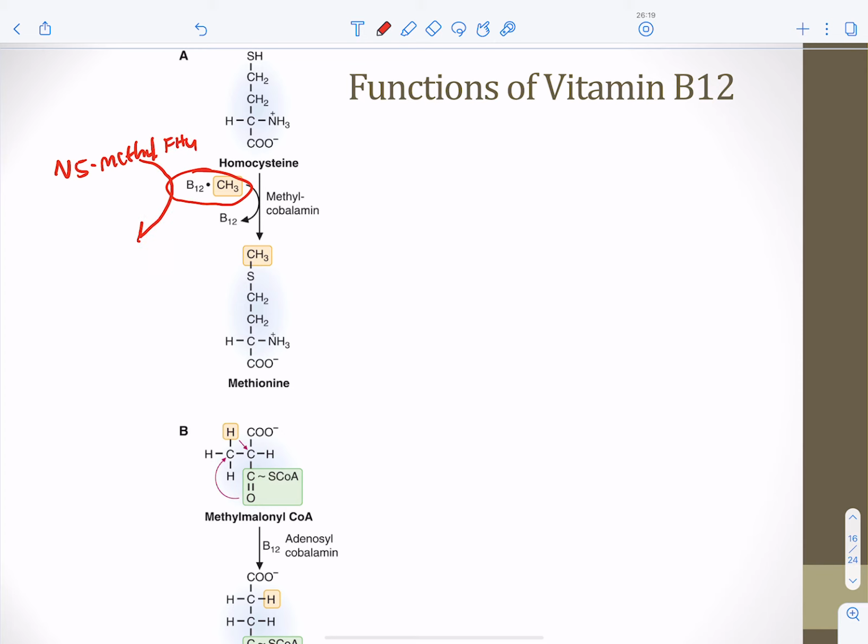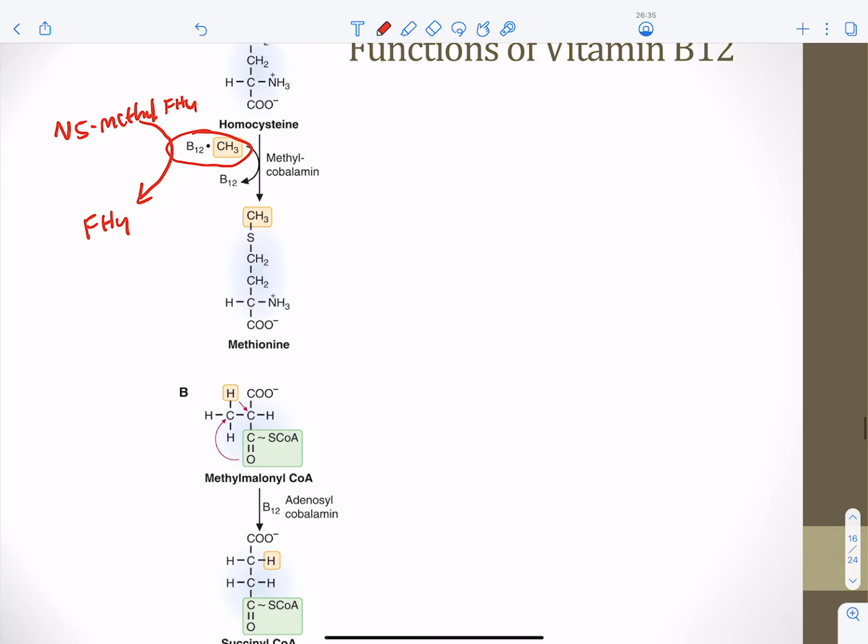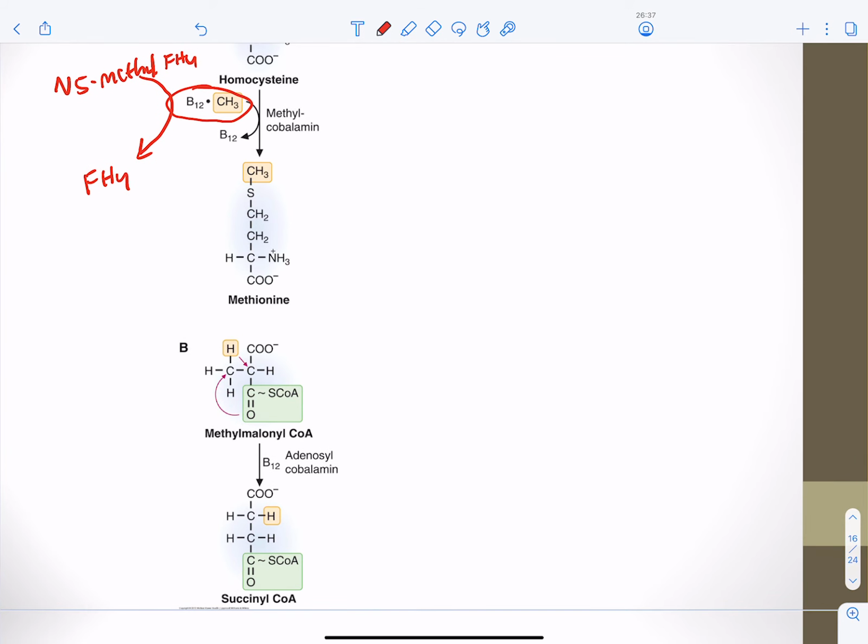And this would regenerate tetrahydrofolate, transfer that methyl group, and then you can go on to form methionine. And also, you also have the second one, if you guys remember, the transfer of your B12 is important for your odd-chain fatty acids and going from that step of methylmalonyl-CoA to succinyl-CoA.